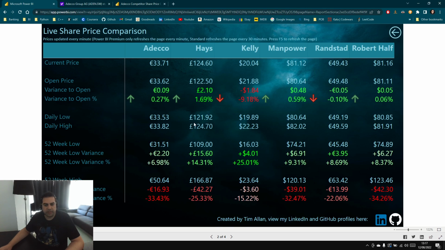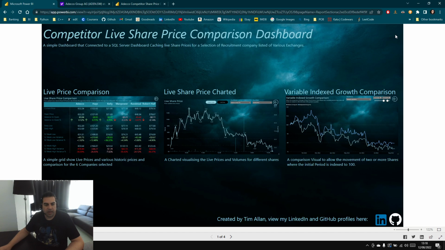Further down below, we're looking at the day's lows and highs, and then we're looking at the 52-week low and the 52-week high and the comparison. And it really just gives us a snapshot of how Adecco as a company are doing versus their competitors in a day's trading. All right, so I'm going to just go back.